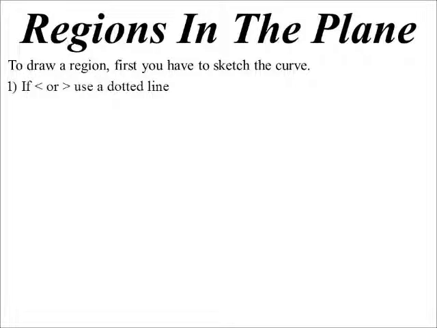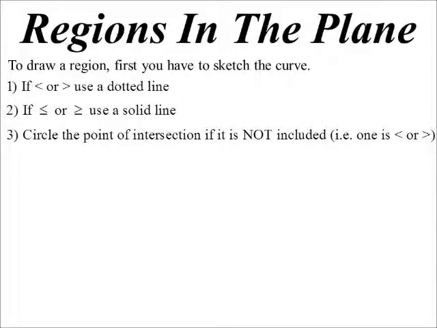Now, if it's just less than or greater than, we use a dotted line to indicate the boundary's not included. And if it's a less than or equal to or a greater than or equal to, then we draw a solid line to indicate the boundary is included. Now, when it comes to the point of intersection, we use the same rule as we do on the number line. If the point of intersection is included, then it should be a circled in or coloured in dot. If it's not included, then it'd be a hollow dot.